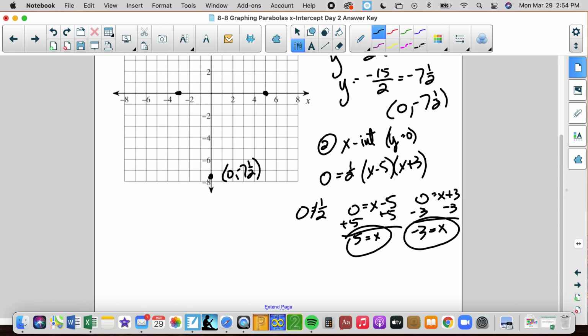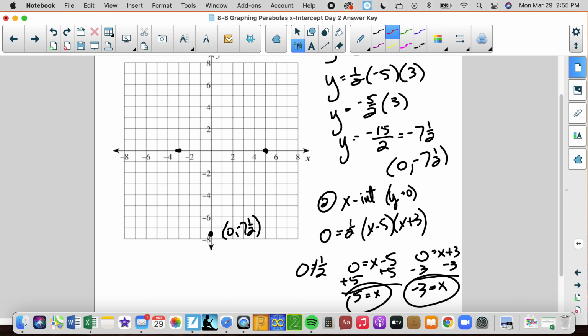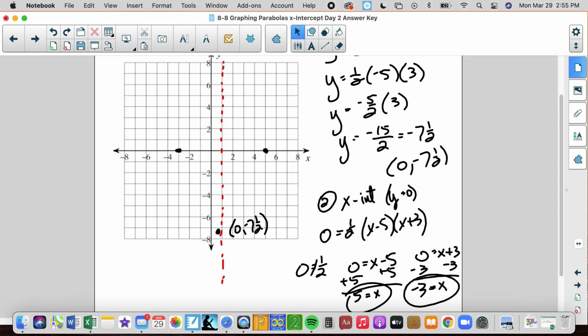What's the space between there? That's 1, 2, 3, 4, 5, 6, 7, 8 spaces. So I'm going to divide by 2. That gives me 4. So 1, 2, 3, 4 takes me here. That's good. Now I can mirror. Let's mirror that point. That is 1 away. So that'll be 2 comma negative 7 1/2. And that is, oh, and we need our vertex.